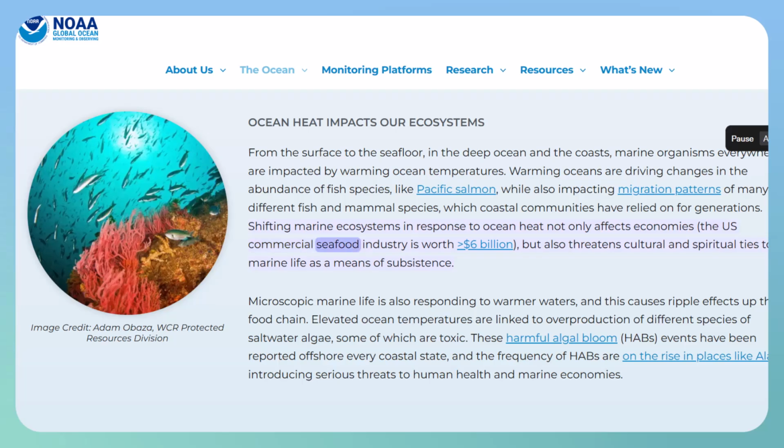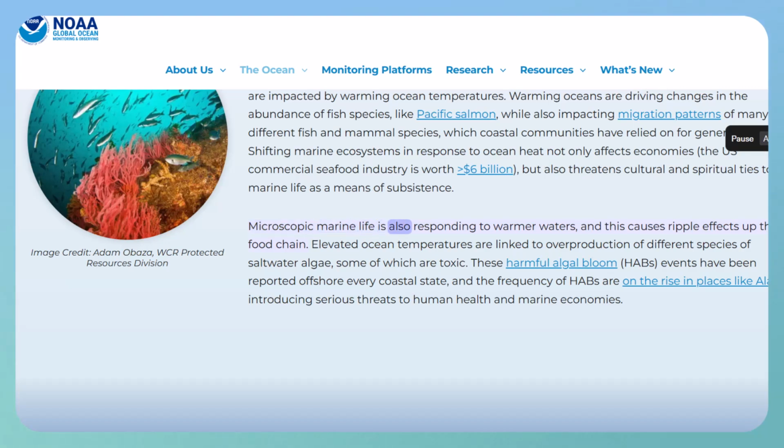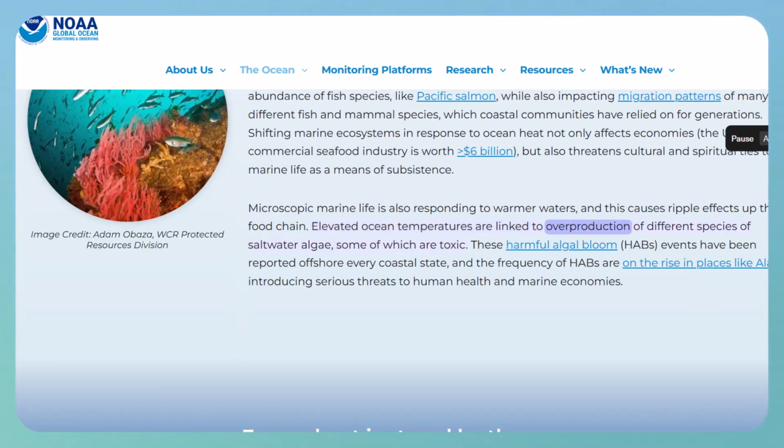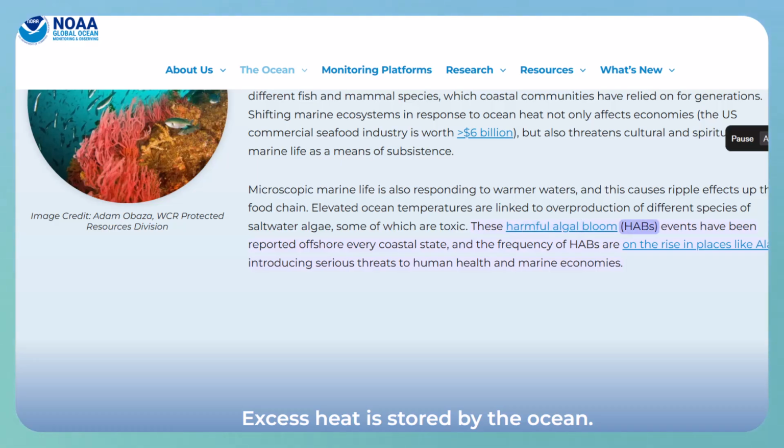The U.S. commercial seafood industry is worth $6 billion, but also threatens cultural and spiritual ties to marine life as a means of subsistence. Microscopic marine life is also responding to warmer waters, and this causes ripple effects up the food chain. Elevated ocean temperatures are linked to overproduction of different species of saltwater algae, some of which are toxic. These harmful algal bloom, HABs, events have been reported offshore every coastal state, and the frequency of HABs is on the rise in places like Alaska, introducing serious threats to human health and marine economies.